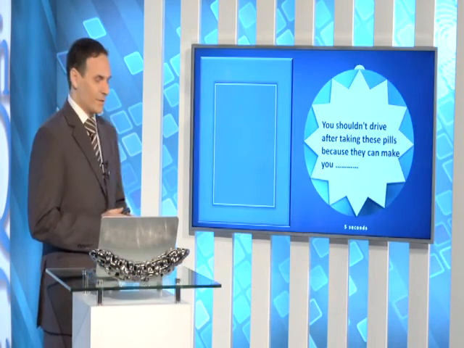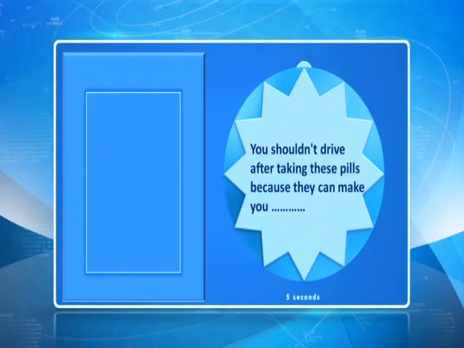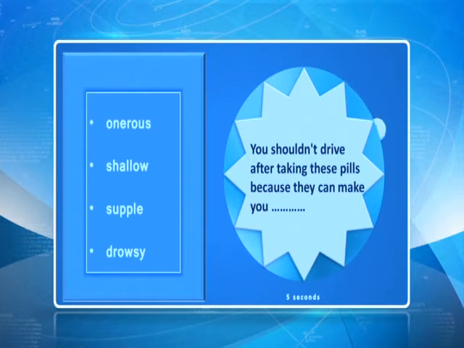And here is the first sentence. Let's read it together. You shouldn't drive after taking these pills because they can make you, and then you need one of these words to complete the meaning of the sentence. The first word is onerous, which means difficult and hard, something that needs a lot of effort. Shallow, which means not deep. Supple, which means flexible, something that can bend easily. And the last word is drowsy, which means sleepy.